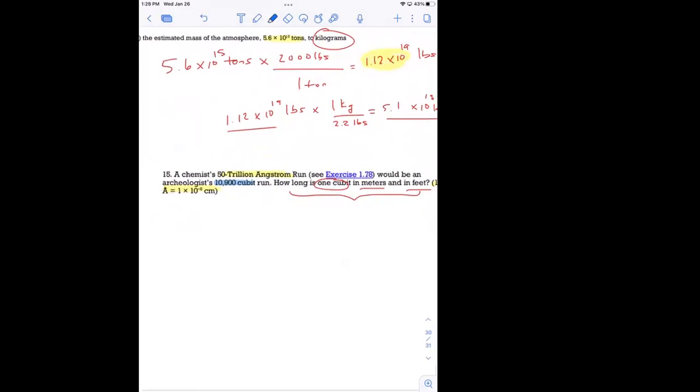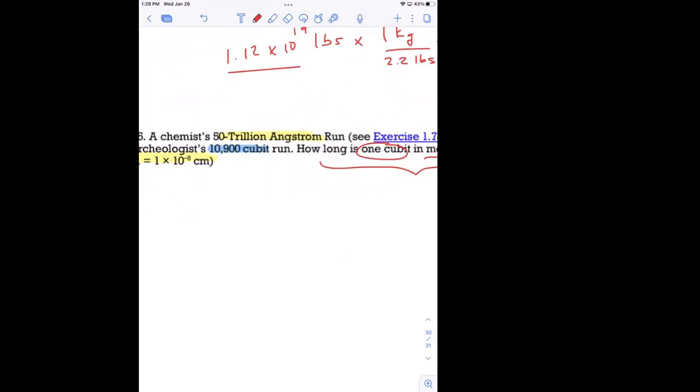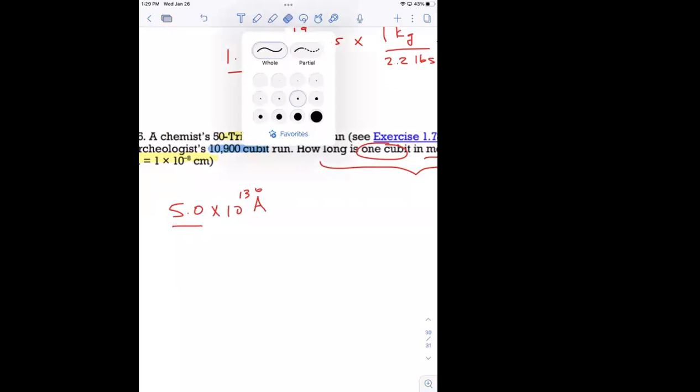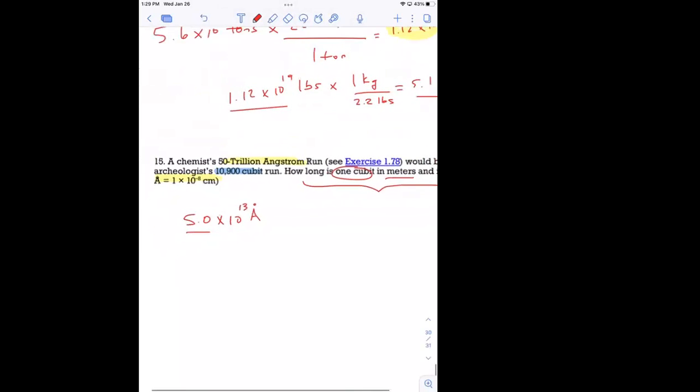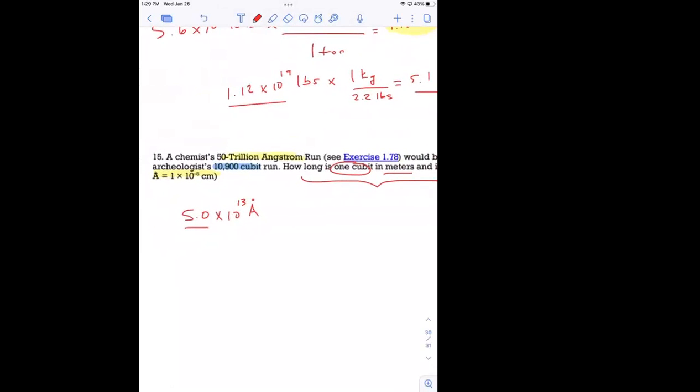Let's do the angstroms to meters first. This is 5.0 times 10 to the 13th angstroms. Remember, it can't be 50 times 10 to the 12th because the number here needs to be greater than 1 but less than 10. So it's 5 times 10 to the 13th angstroms, and that little circle over the A is the symbol for angstroms. And we're going to convert that into centimeters.